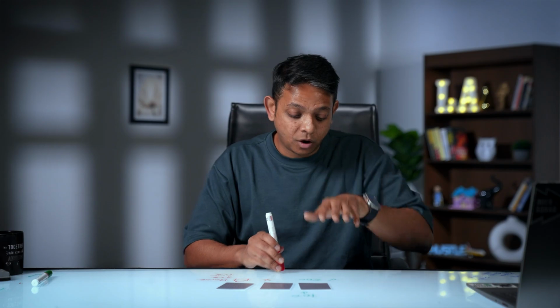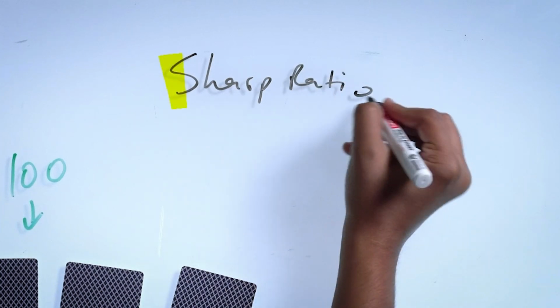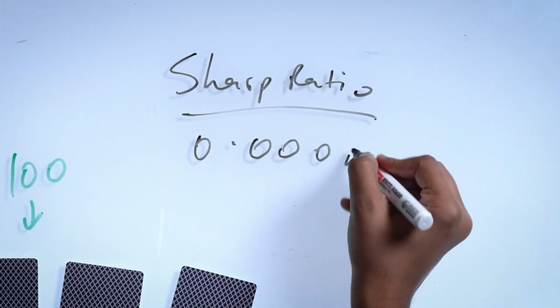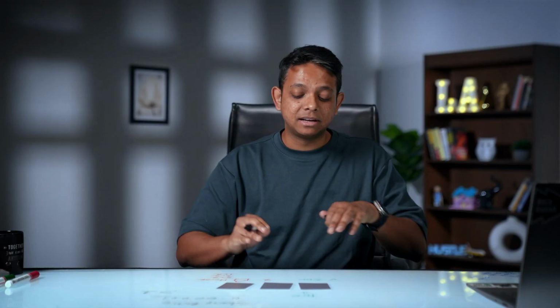And the measure of risk and reward is called the Sharpe ratio in the stock market. The Sharpe ratio for this type of, and I'll call this a bet, is going to be 0.0000 something 1. And you are looking for a mutual fund whose Sharpe ratio is actually greater than 1, which means the risk and reward is actually balanced.